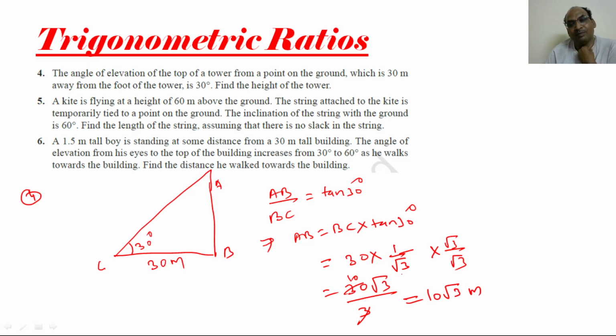Yes, further we can multiply with 1.732. Let us do it for 1. Okay, 10 into 1.732 meter. So this one will give you 17.32 meter as the height of the tower. Okay.